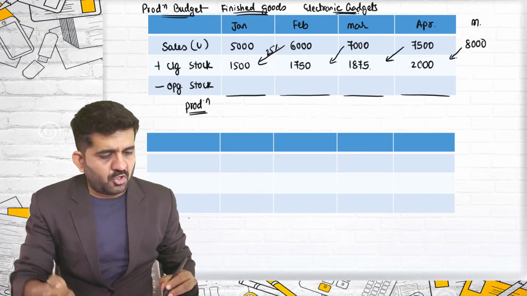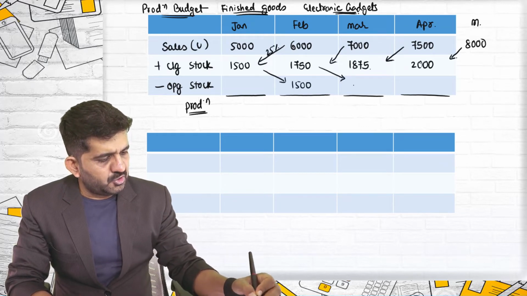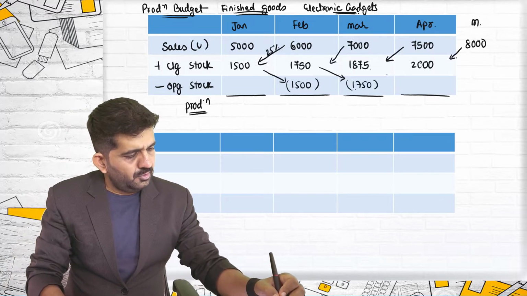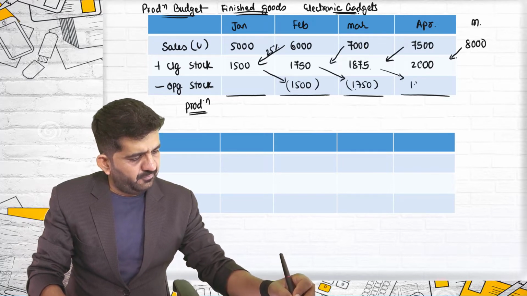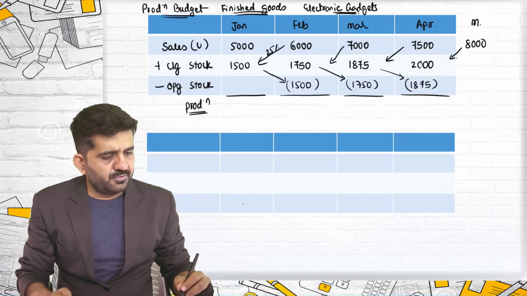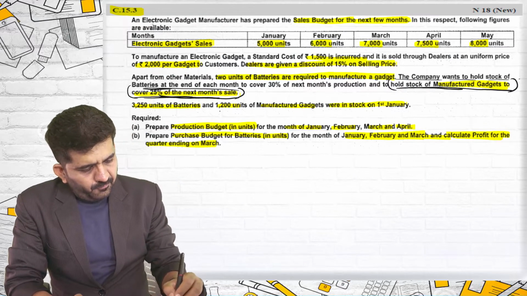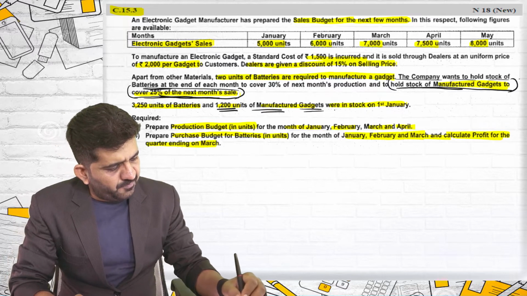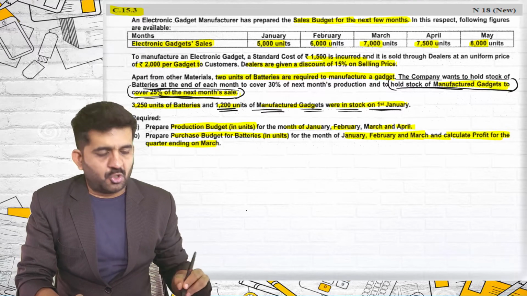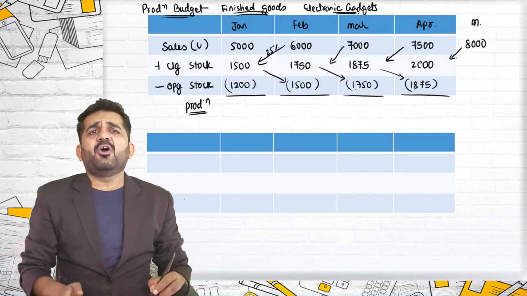What will be opening stock of February? Opening stock of February will be 1,500. Opening stock of March will be 1,750. Opening stock of April will be 1,875. Closing stock of February will become opening stock of March. 1,200 units of manufactured gadgets were in stock on 1st January. So what is opening stock as on 1st January? It is 1,200 units. My all the figures are filled up.